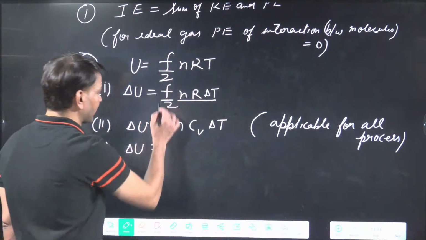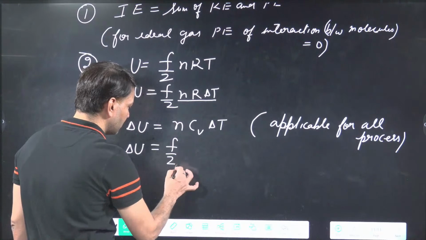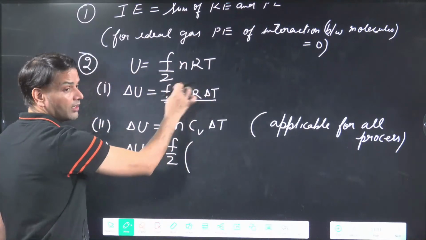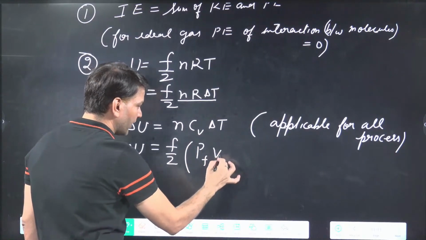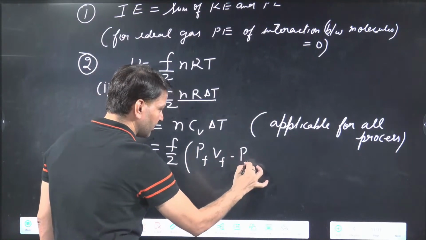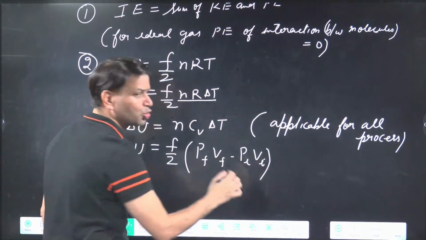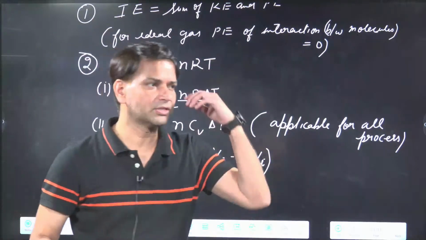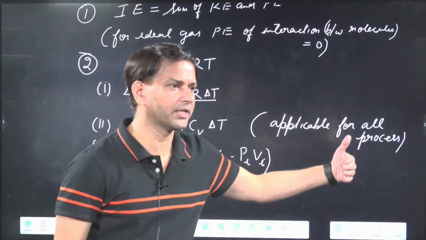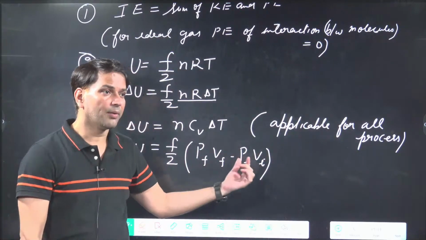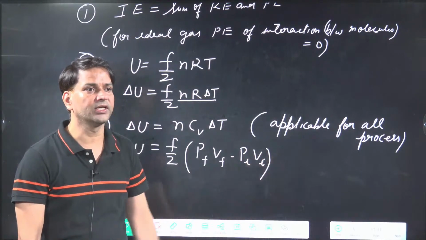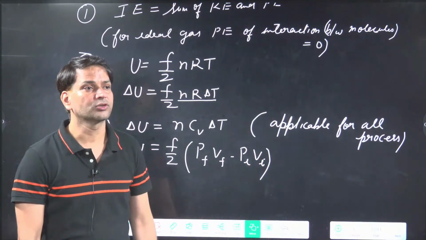Then delta U I can write as F by 2 NR delta T, and NR delta T I can write as P final V final minus P initial V initial. 1 to 2 means 2 I am taking as final, 1 as initial. So P2 V2 means P final V final, minus P1 V1, P initial into V initial. Yes or no?